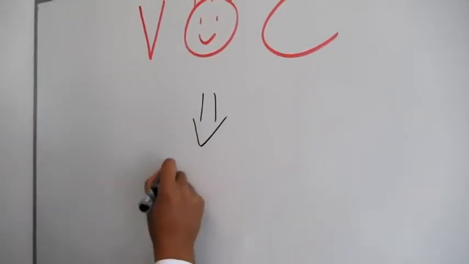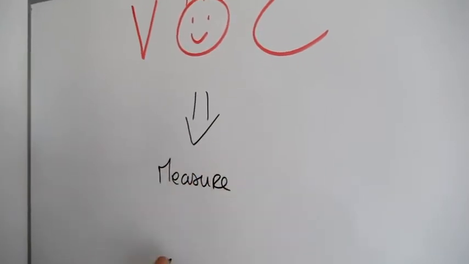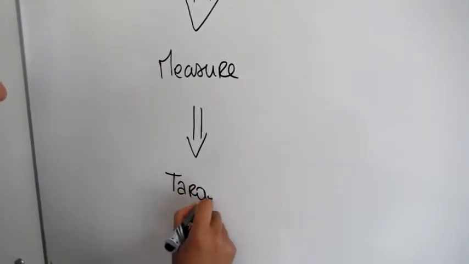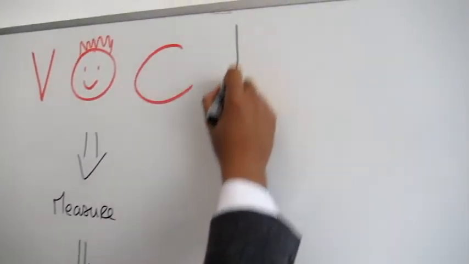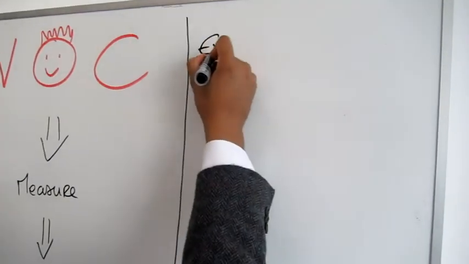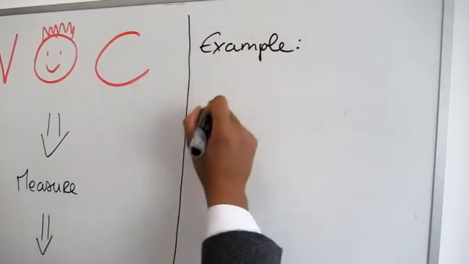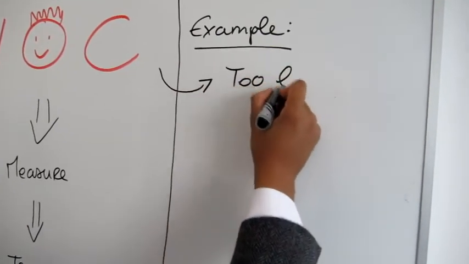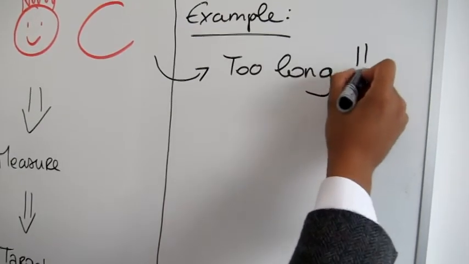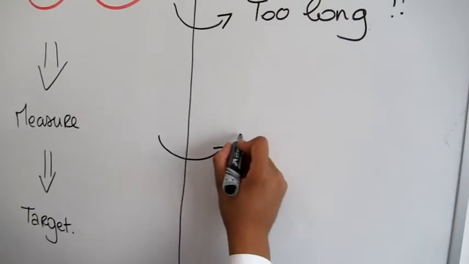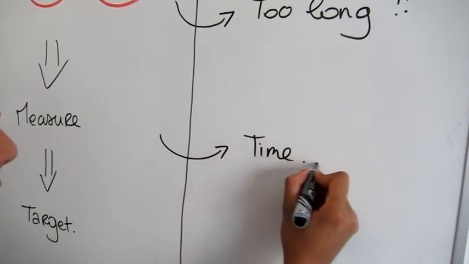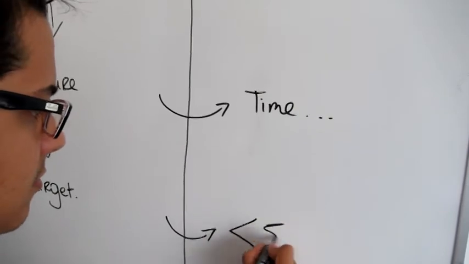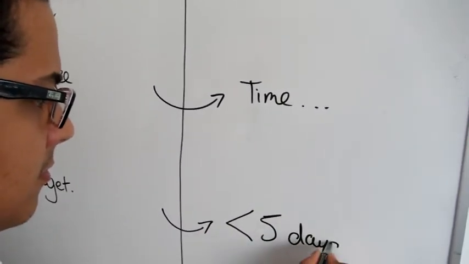However, gathering voice of the customer is only the first step. To become really useful, it has to be translated into something that you can measure the performance of the process against. This can be done by taking your voice of the customer, converting it into a measure, and then identifying a specific target. For example, the voice of the customer says too long. It can be measured in time, and the target that the customer might want may be less than 5 days.